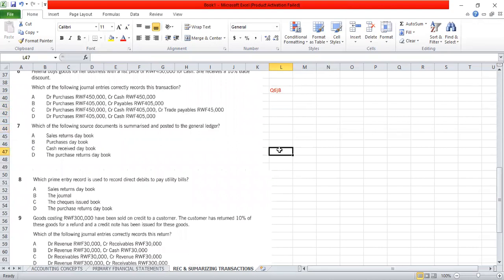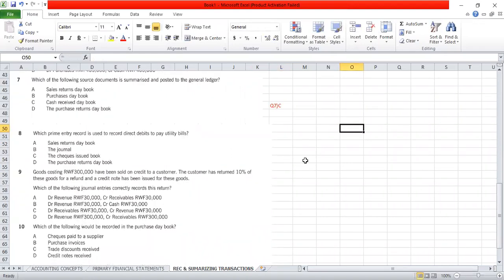Question number 7. Which of the following source documents is summarized and posted to the general ledger? Sales return daybook? No. Purchase daybook? No. Cash received daybook? Yes. The right answer for question 7 is C.